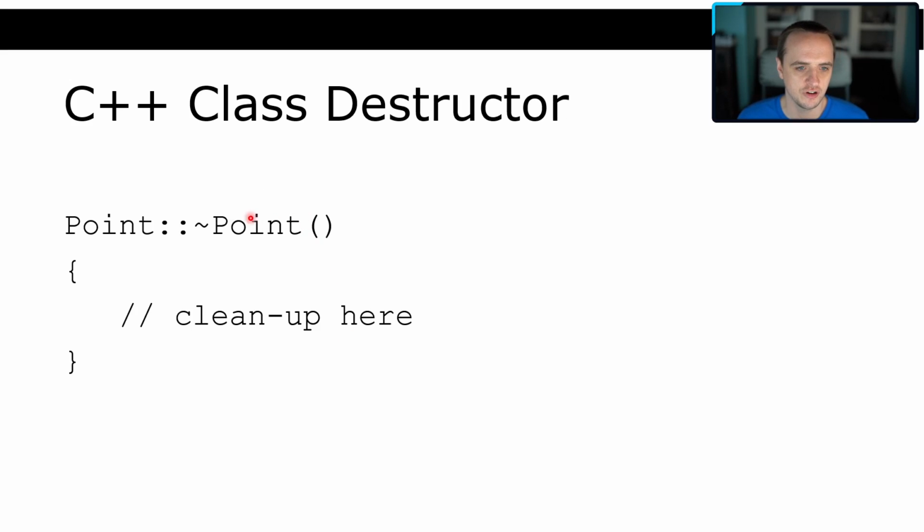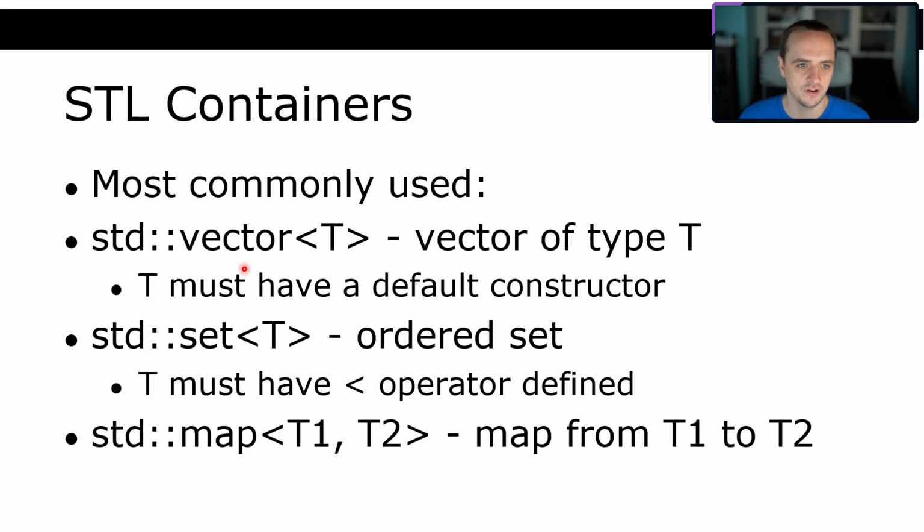The destructor is always called tilde with the class name, and you do any cleanup here that you need to in the destructor. We also have some STL containers. So for example, we have std::vector of a type. Okay, so if you have a standard vector of ints, or a standard vector of doubles, or a standard vector of my class, this is very similar to how Java does it. We could also have a set, or we could have a map from one type to another type.